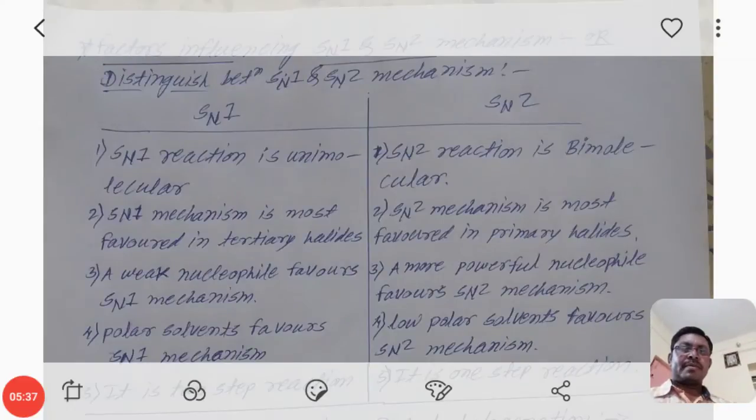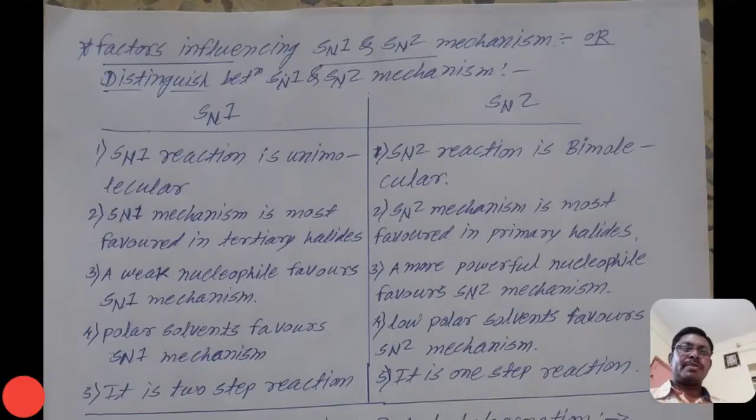Then, the SN1 is a two-step reaction. The last point is that SN1 is a two-step reaction and SN2 is a one-step reaction. Then, SN1 has two transition states and SN2 has only one transition state.